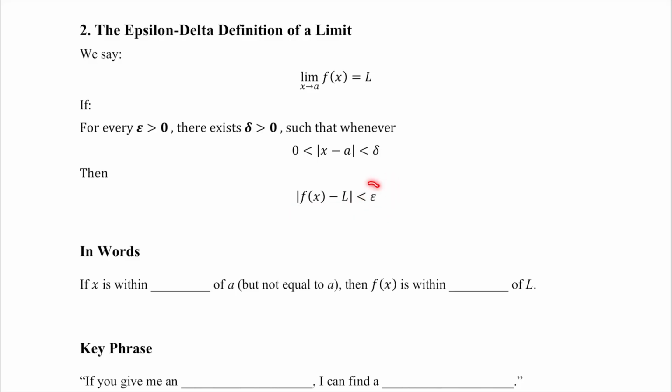That means no matter how small you want the output error to be, there exists a delta greater than 0. That means I can find a small enough interval around a, such that the absolute value of x minus a is within 0 and delta. Let's say that in normal language. If x is within delta of a, but not equal to a, then f of x is within epsilon of L.